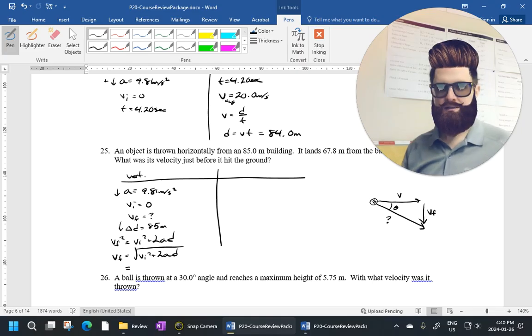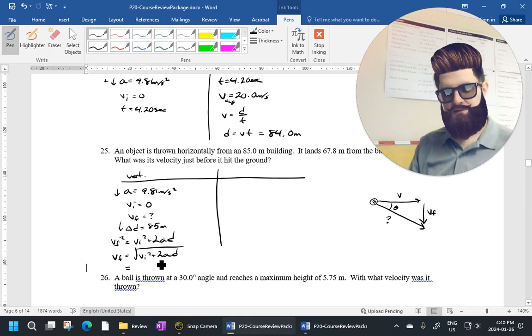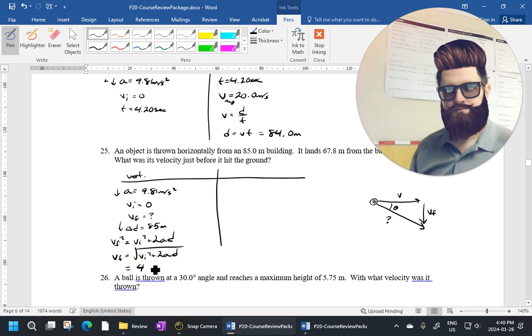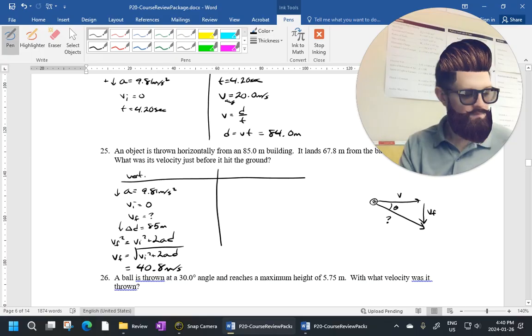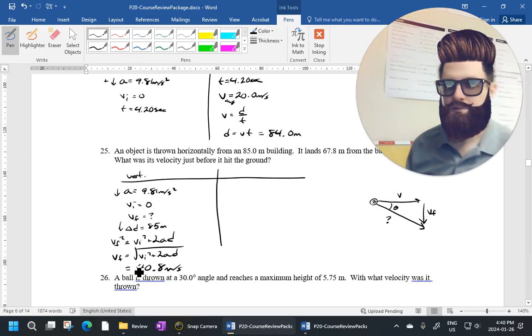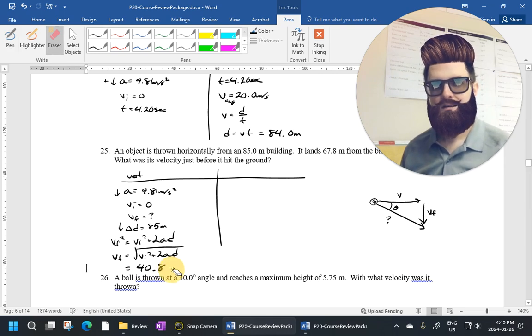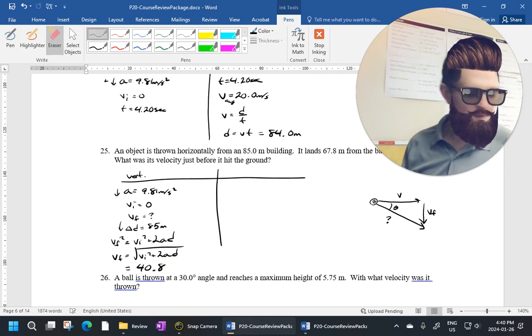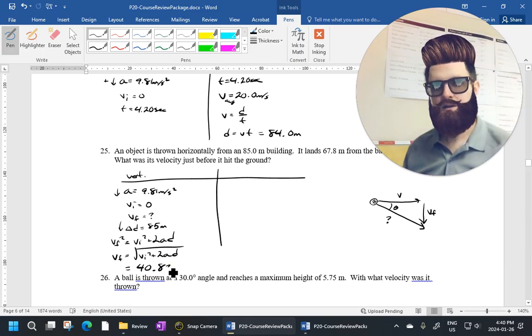Should get VF here. So let's see what we got here. 2 times 9.81 times the 85. Take the square root. So 40.8. Keep the decimals in your calculator if you can. 40.8374. Well, if you can. Apparently I can't, so I'm just going to go over here and put all the decimals again. So 3748.